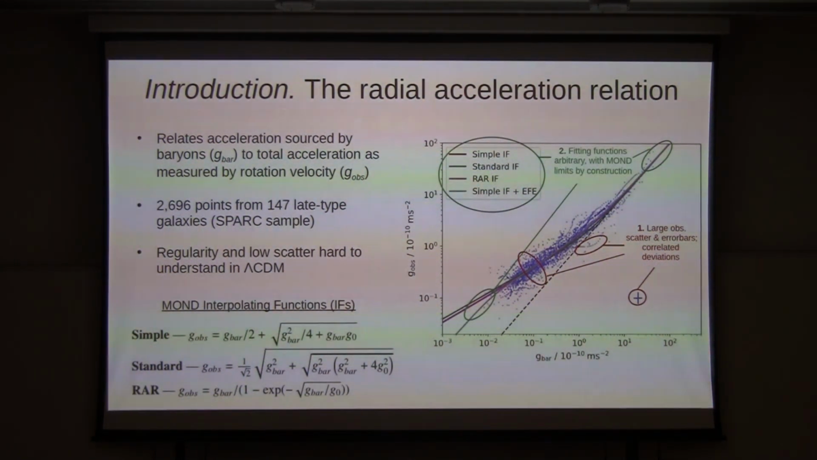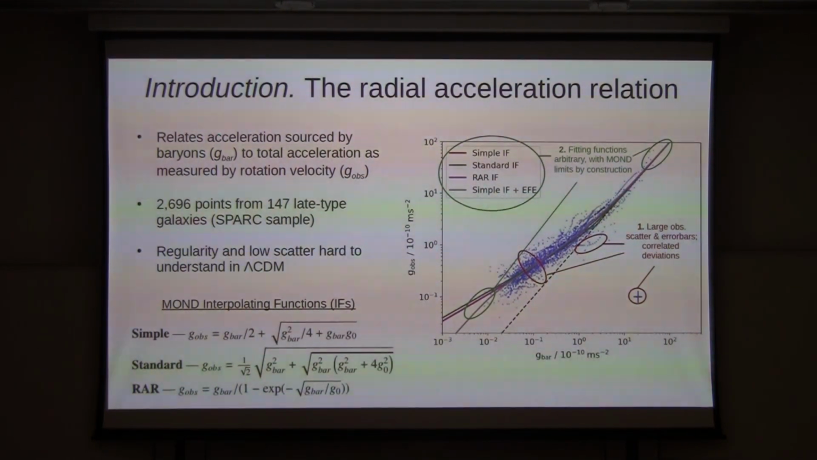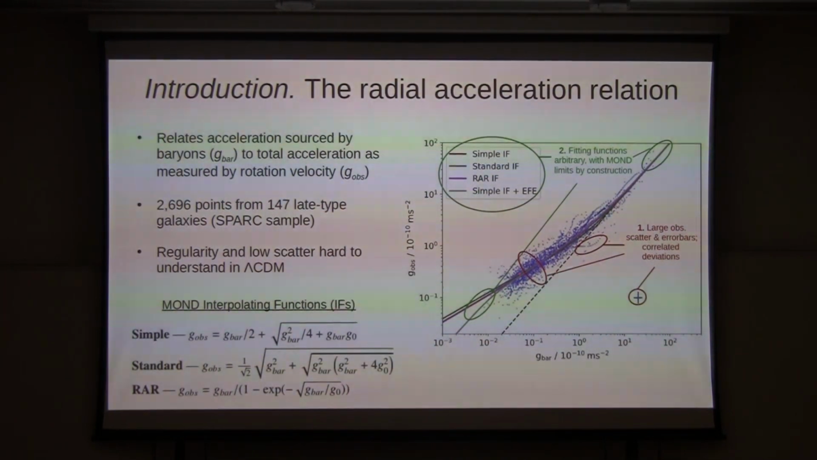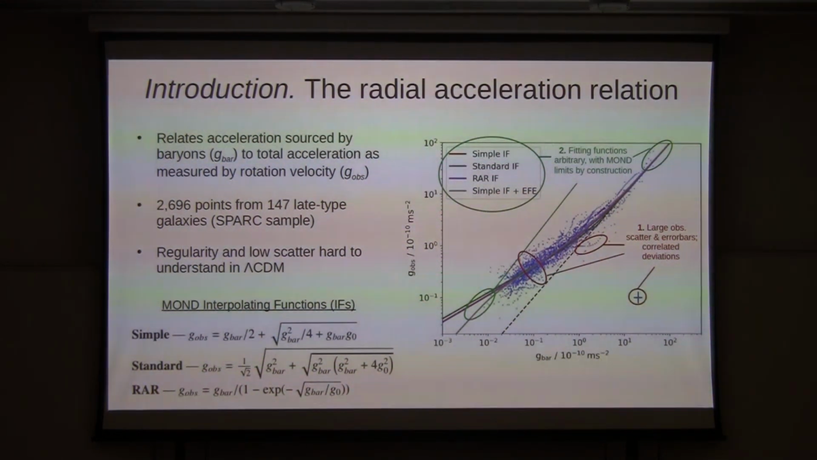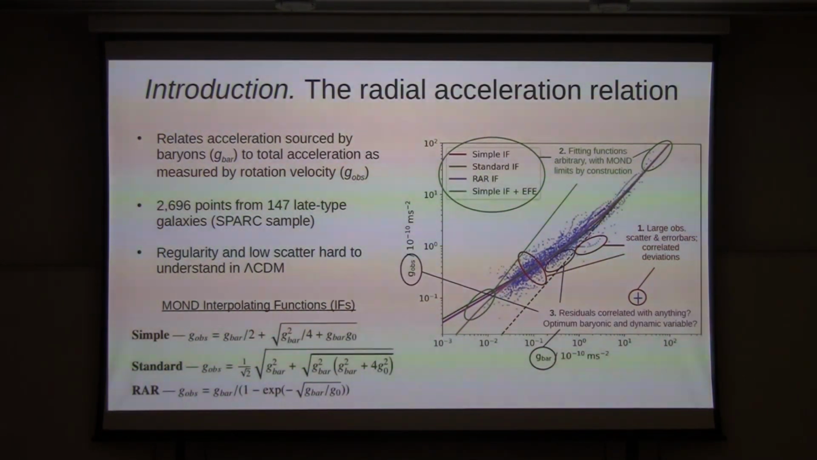Second, all the functions that have been used to fit the RAR previously have basically been inspired by MOND. So they have, by construction, the MOND limits. So the second thing I want to know is, are these the optimal functional descriptions of the data, or might there be better ones? And then finally, these residuals of the radial acceleration relation, are they correlated with anything?